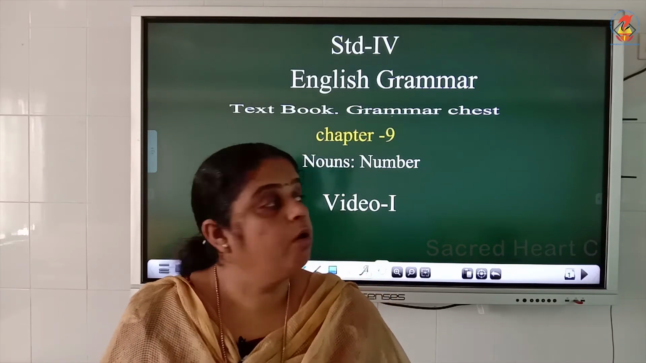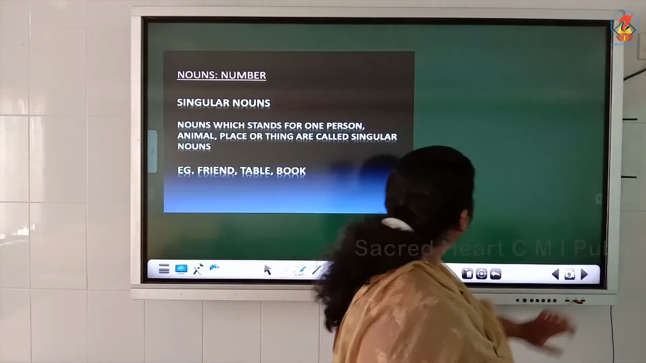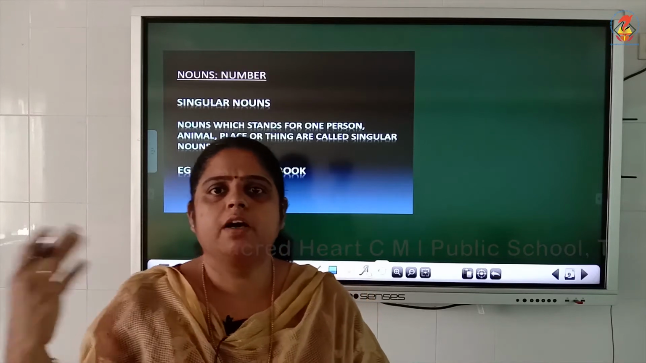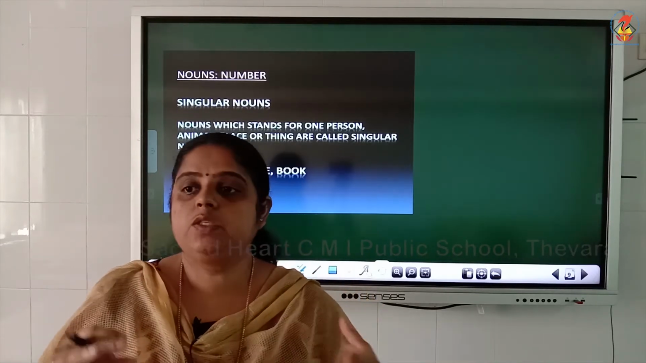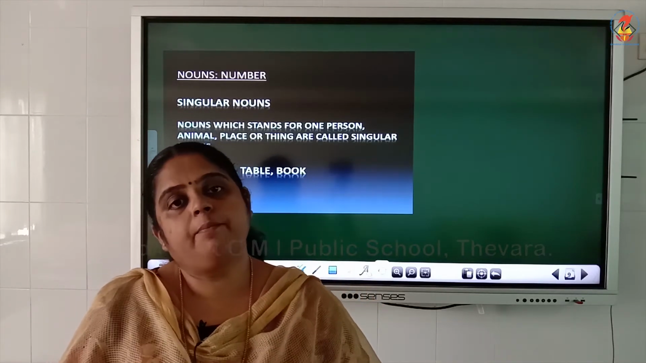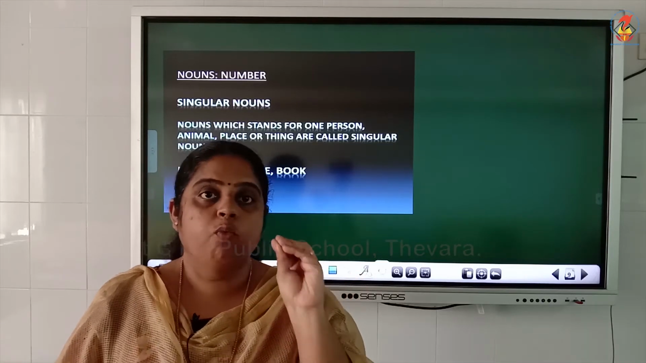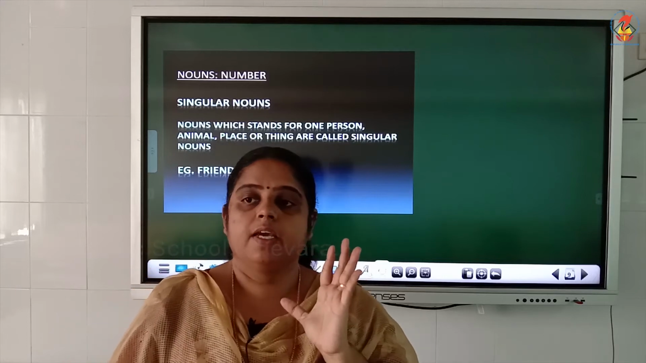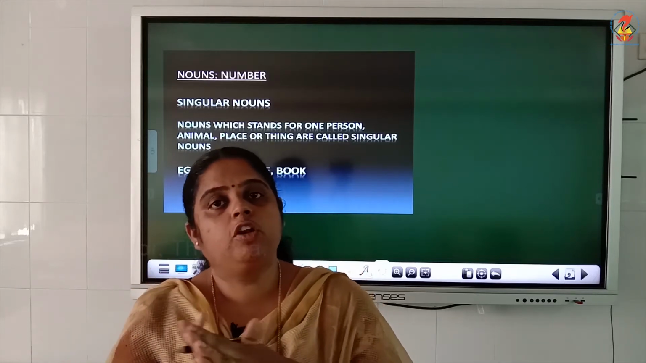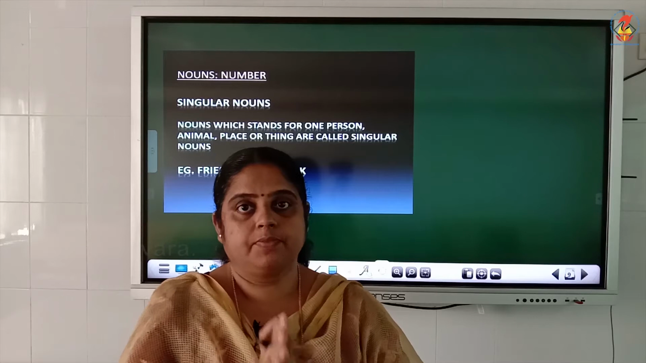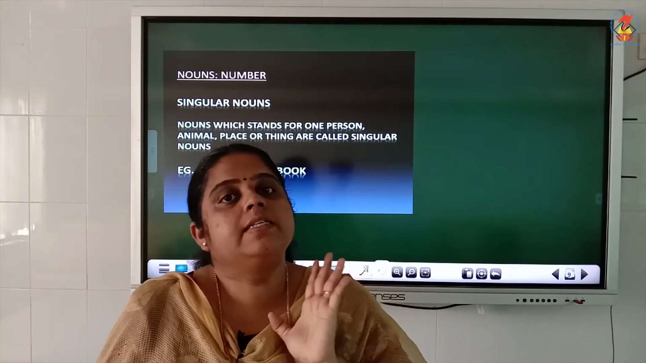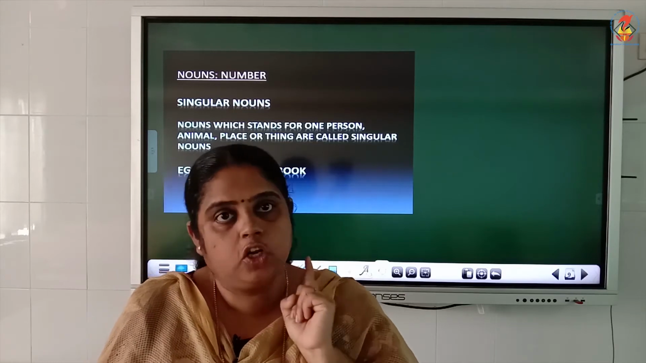Next is nouns number. Number means what? We count, isn't it? Different things we count. When something is 1, we say that it is singular, isn't it? In English we have singular and plural nouns. That is, when something is 1, we say it is singular. Only one thing is there, that's singular.